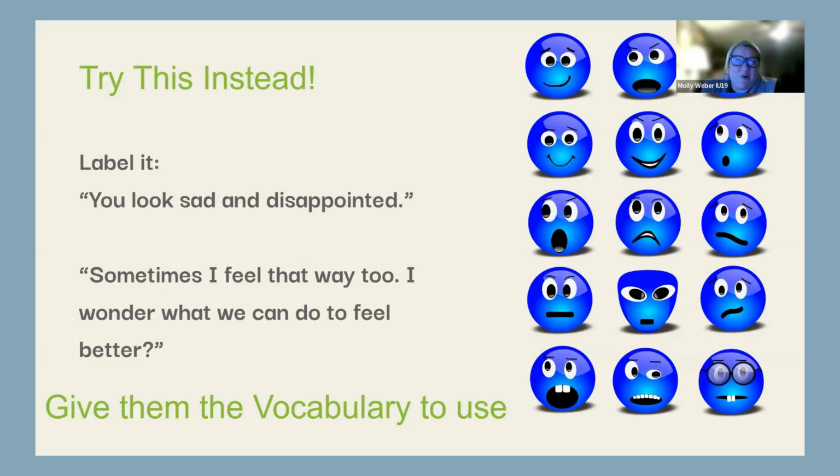Colleen just said, we want to try to label it. So if your child is having an emotion, whether it be happy, whether it be sad, maybe they are looking a little frustrated, we want to label it. Oh, you look sad and disappointed. Now, like Colleen said, you kind of want to see where your child is at. So if you don't believe that they understand what disappointed is, then we can start at sad.